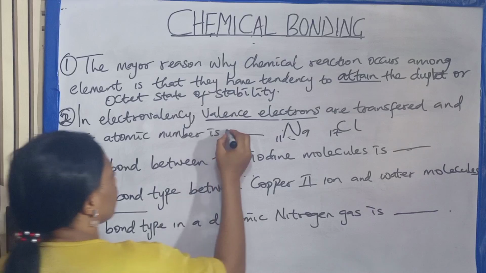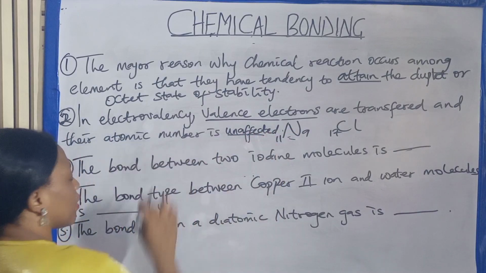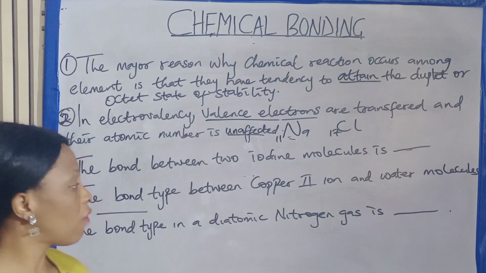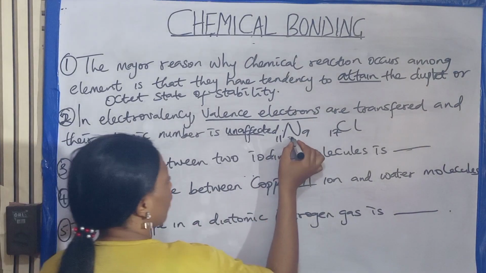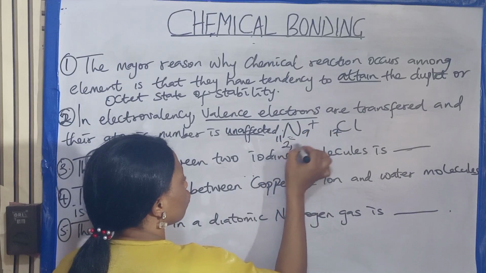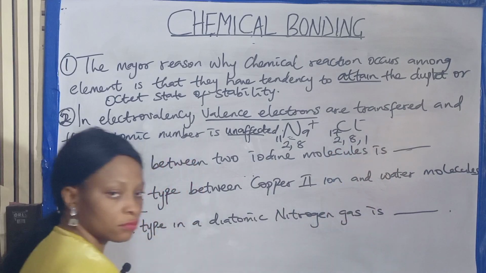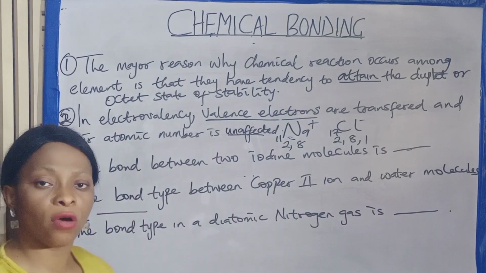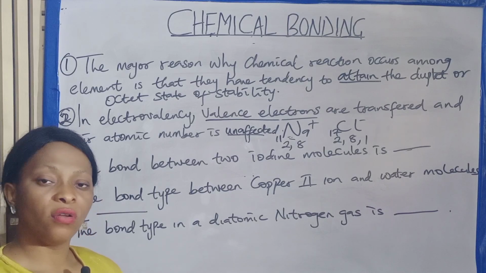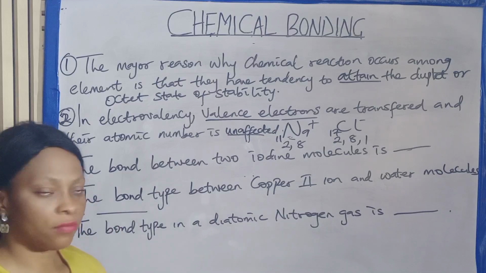So, what's the answer to this? Unaffected. The atomic number is unaffected. What is affected is the number of electrons. So you discover that at the end of the day, because the sodium becomes positive, the number of electrons here will now be 2,8, while the number of electrons here will now be 2,8,1. The atomic number or the proton number is not affected. The neutron is not affected. The only thing affected is the electron moving around the shell.